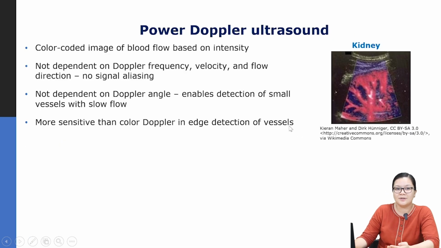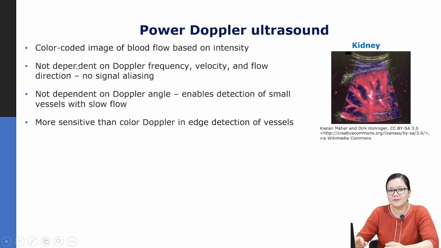We also talked about power Doppler ultrasound. Now the image that is being color-coded is not based on the blood flow velocity, but based on the intensity of the flow. So it's not dependent on the Doppler frequency. Therefore, there's no signal aliasing, and it's also not dependent on the Doppler angle. And the nice thing is that it can enable detection of very small vessels with slow flow. So here's just an example of a power Doppler image of a kidney, where now you can see even small vasculature within the kidney containing the nephrons.